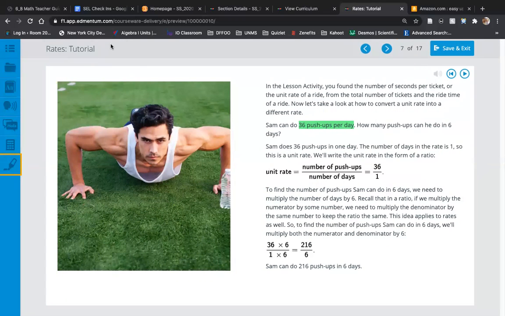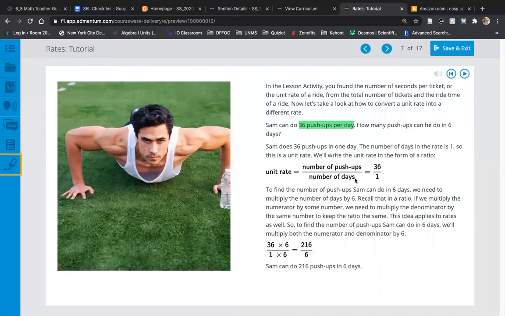So thinking about it as a unit rate or a ratio, we usually write that as a fraction. So 36 is the number of push-ups that he can do. 1 is the number of days that it takes him to do it. So 36 over 1, right? That's a unit rate: 36 push-ups for every day.